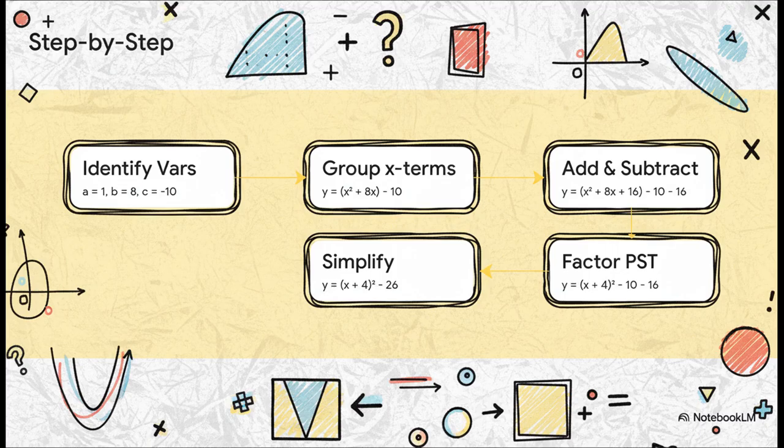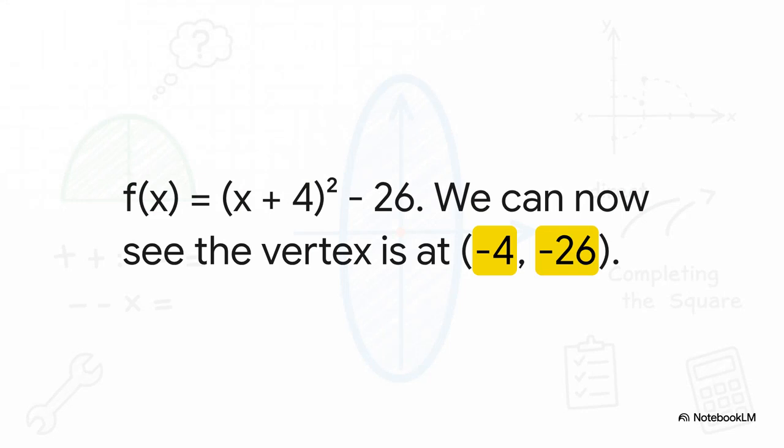Now, to keep our equation balanced, we can't just add 16 out of nowhere. So we add the 16 inside the parentheses, but we also have to subtract it outside. See how that works? Now, that expression inside, x squared plus 8x plus 16, factors perfectly into the quantity x plus 4 all squared. The only thing left to do is clean up the numbers on the outside. Minus 10 minus 16 gives us minus 26. And just like that, we've done it. Our equation is now in vertex form.